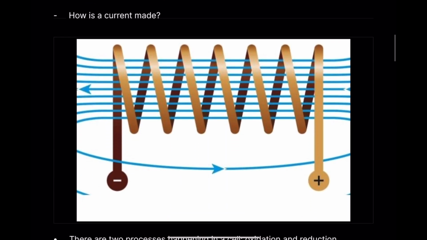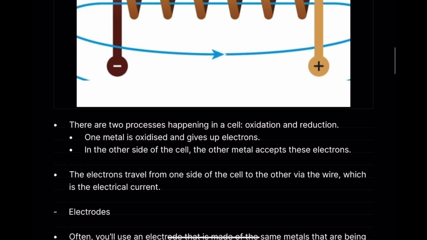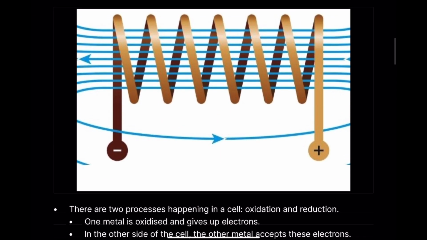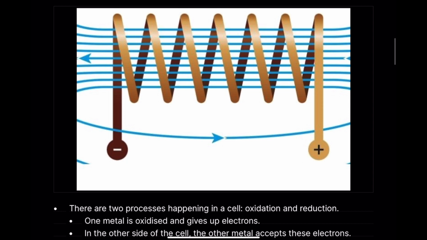So how is a current made? There are two processes happening in a cell, oxidation and reduction. One metal is being oxidized and gives up electrons, and on the other side of the cell, the other metal accepts these electrons. So there is a potential difference, a difference in charge across the cell. Think of the wire as a medium that allows that charge to move from one side of the cell to the other, where on one side, the metal is oxidized and donates electrons.